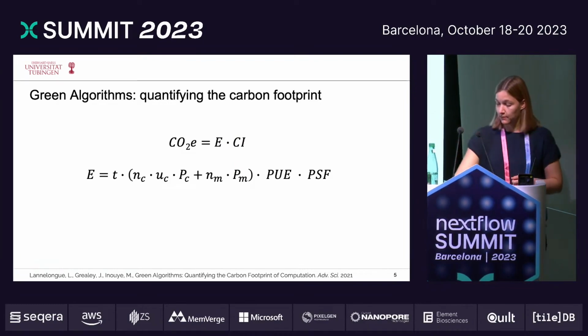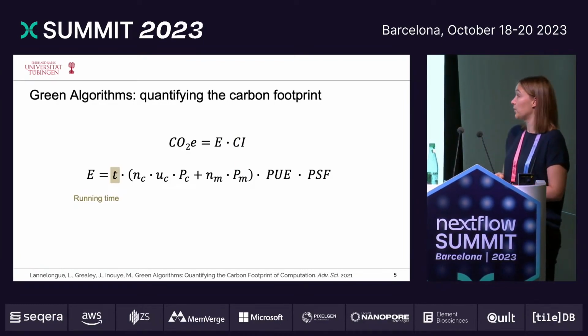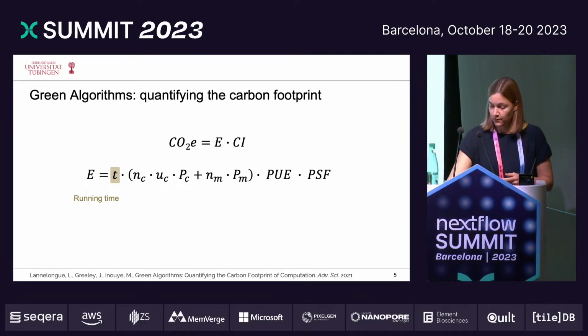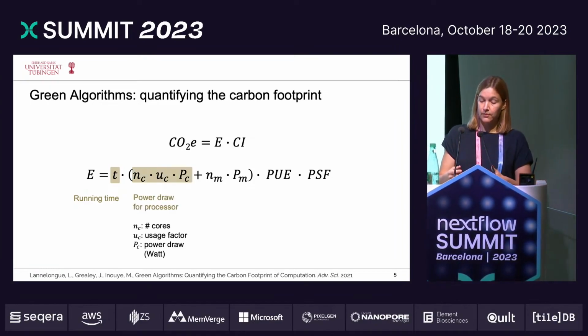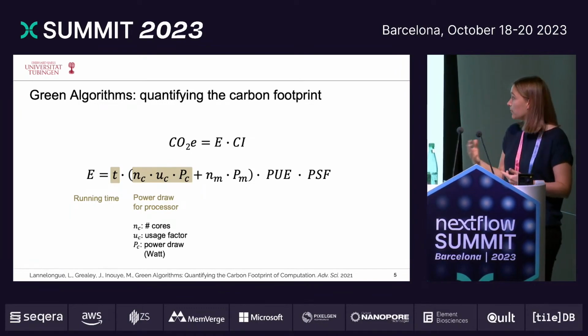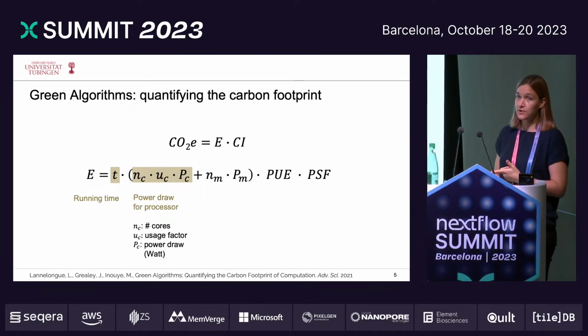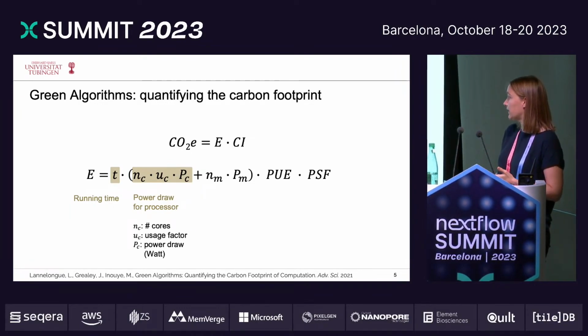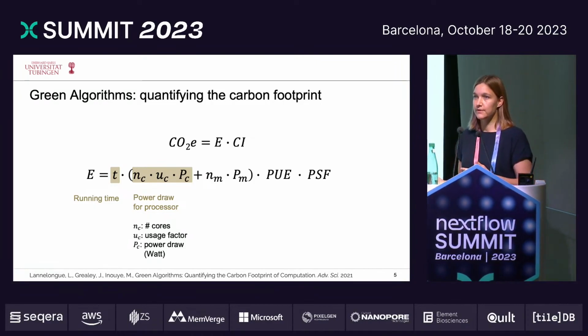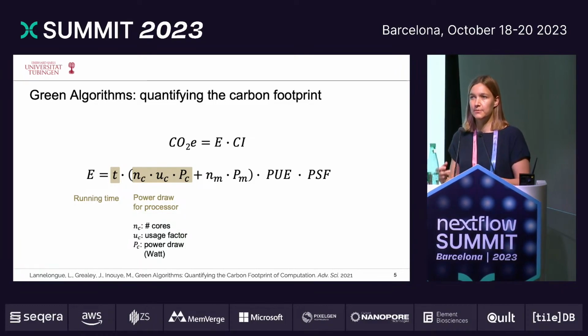So we first need the running time. Then the formula also contains a term describing the power draw of the whole processor. This comprises the number of cores which were used, the usage factor, and also the power draw for one individual core. And these values or approximations for this can typically be retrieved from the manufacturers.